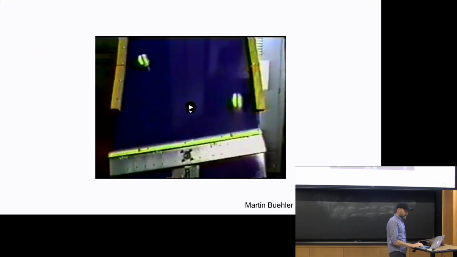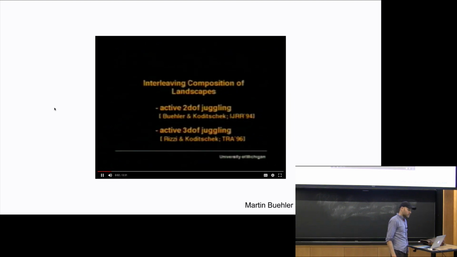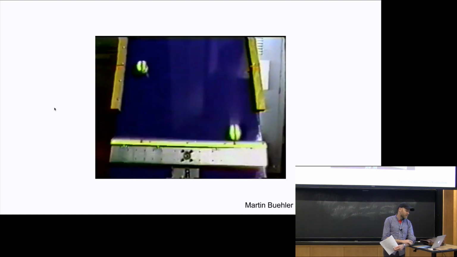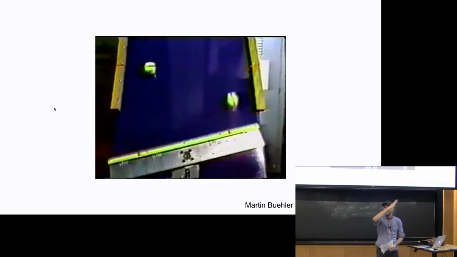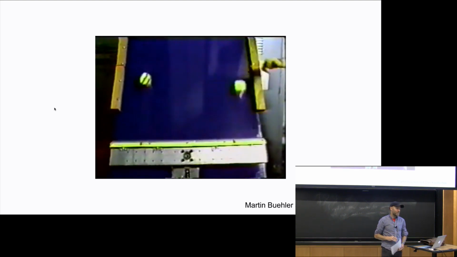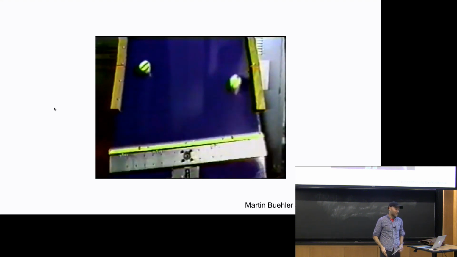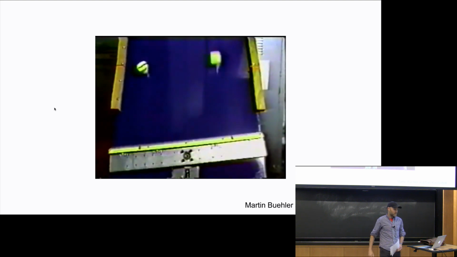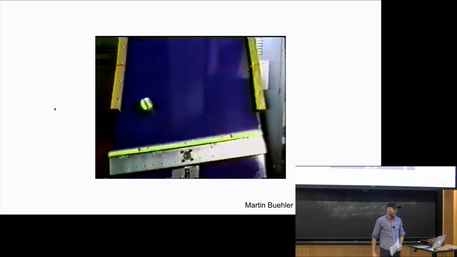This is the two-degree of freedom juggler. So the way you do two-degree of freedom juggling is you get an air hockey table, you put it on a slant, okay, and you pretend it's a ball that's constrained to be in the vertical plane. Okay, so gravity is not quite 9.81, but that's okay.